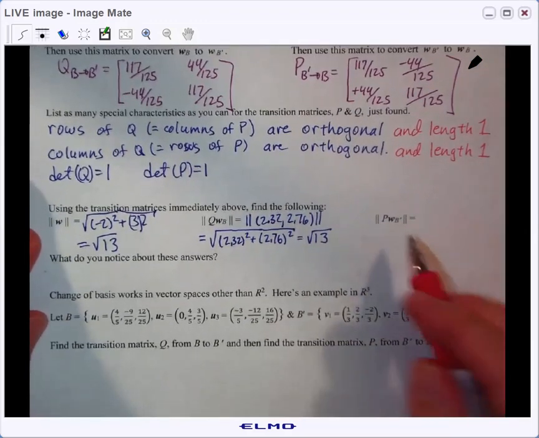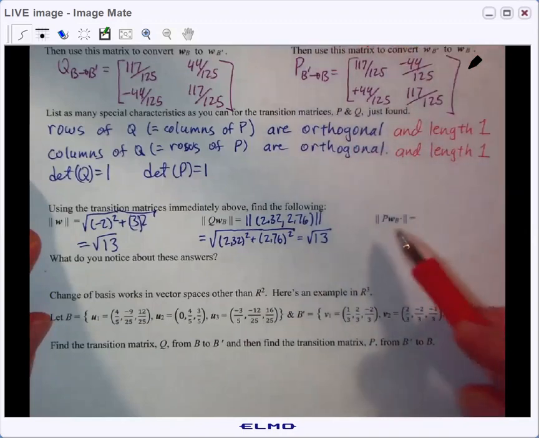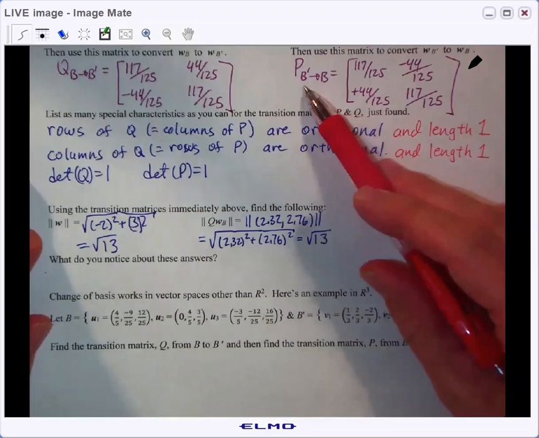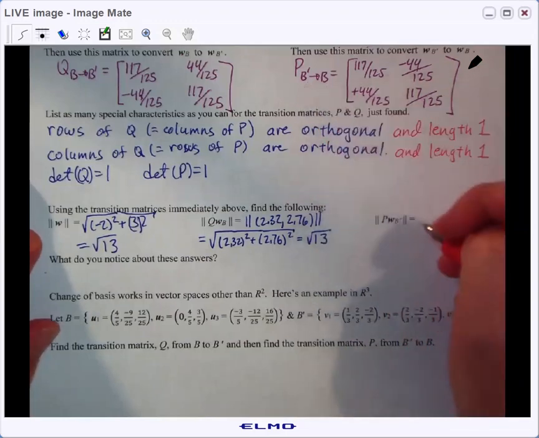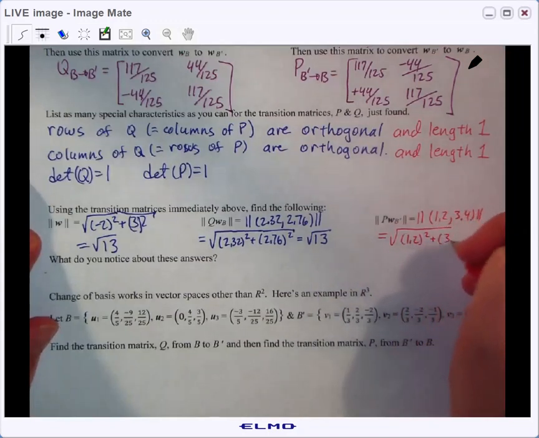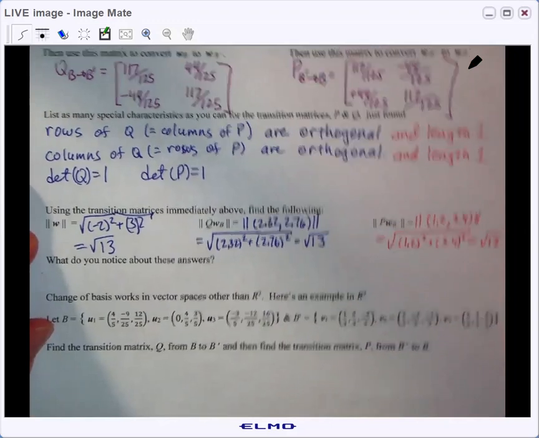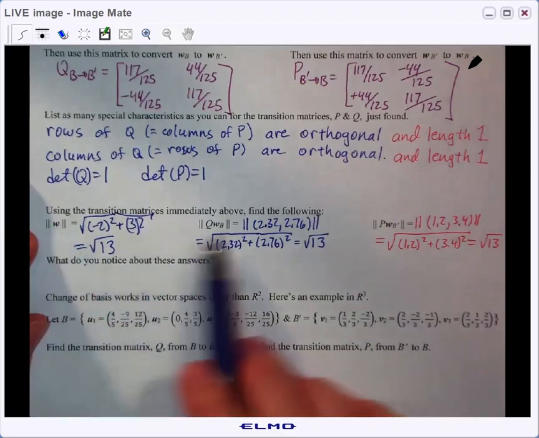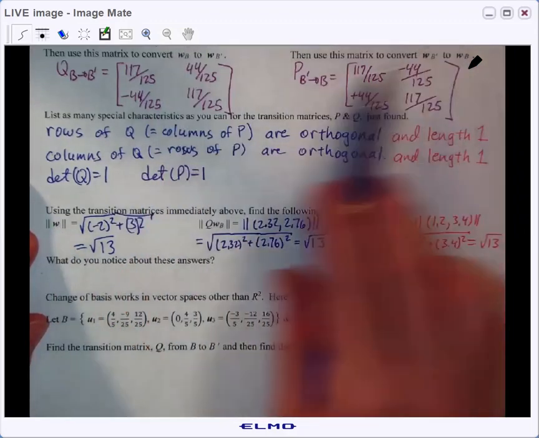Okay. What about if we take the W vector and we write him with respect to his B prime coordinates, and then we use the P matrix to multiply on the left to convert those B prime coordinates back to B coordinates? So now we're finding the magnitude of the vector 1.2, 3.4, which would be the square root of 1.2 squared plus 3.4 squared, which, oddly enough, comes out to be square root of 13 again. So what did you notice about the magnitude of the vector in either coordinate system?